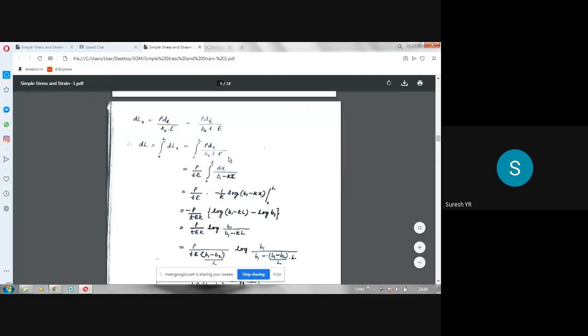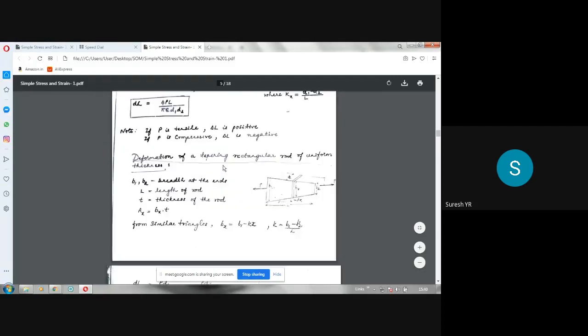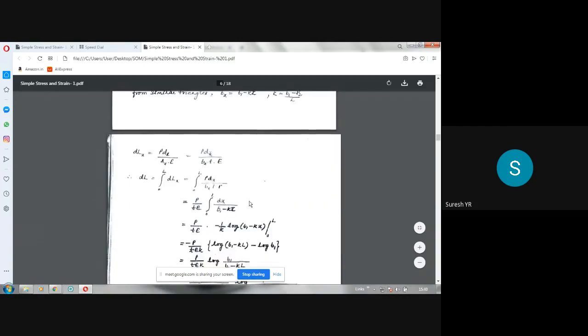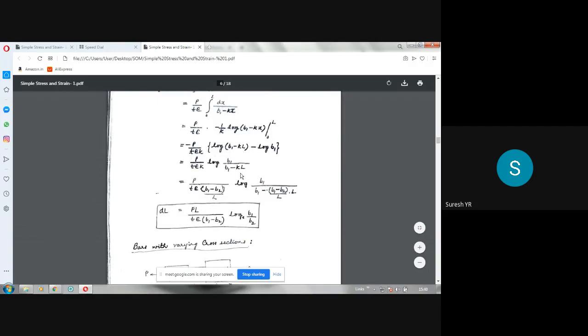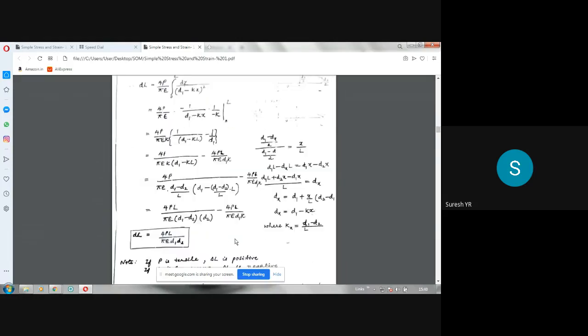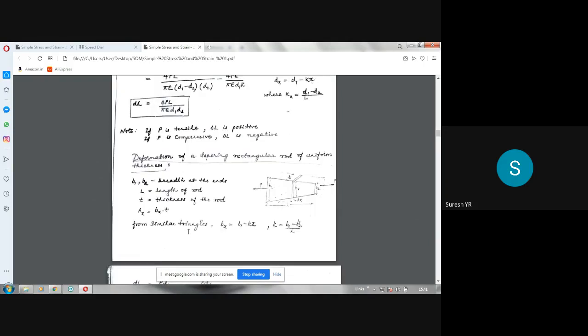So between the limits 0 to L, because x can vary from this end to this end. At this end x is 0, at this end x is equal to L. That is the concept. If you integrate and simplify all these things, finally you will get this formula. This formula also you should remember. Please note that for a tapering circular rod, elongation is given by 4PL by pi E d1 d2. If they give a problem, we should directly substitute that.